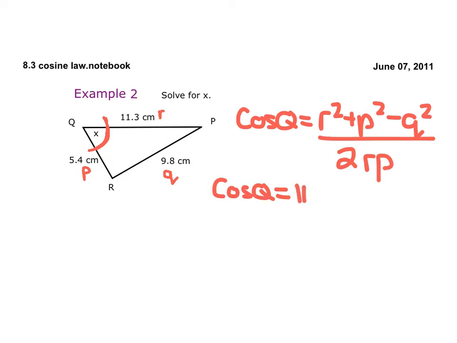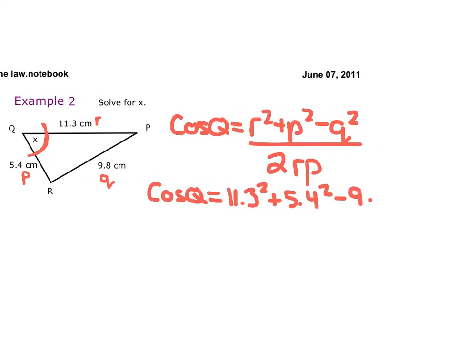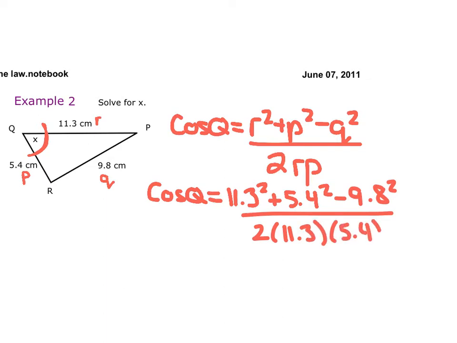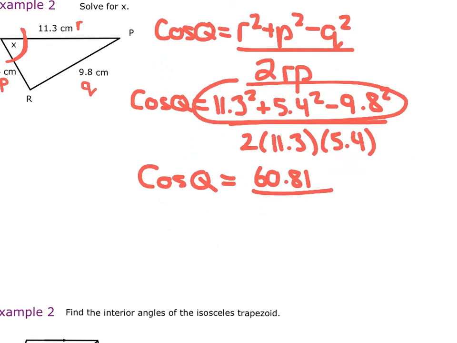So we get 11.3 squared plus 5.4 squared minus 9.8 squared, all over 2 times 11.3 times 5.4. And as I mentioned before, I want you to solve the top and the bottom independently before we actually do any work. So if we solve the top, 60.81, and I would leave all the decimal places. Don't round them.